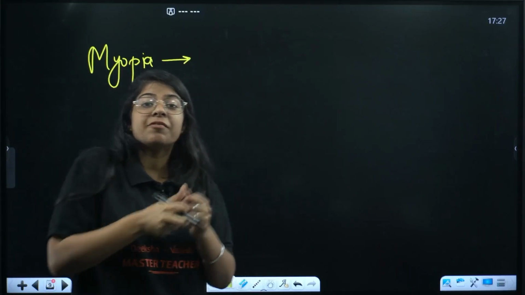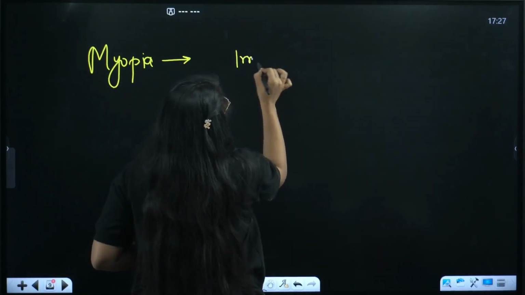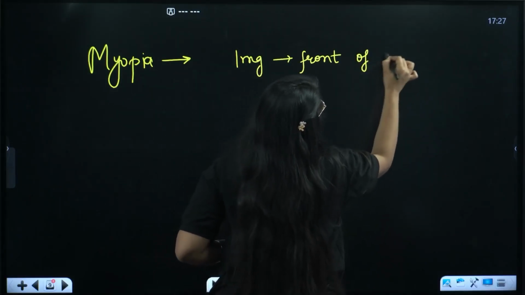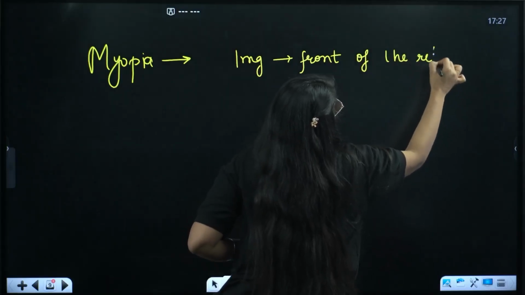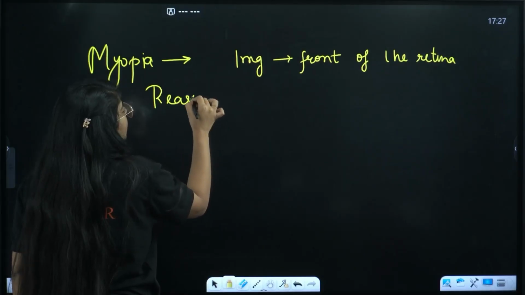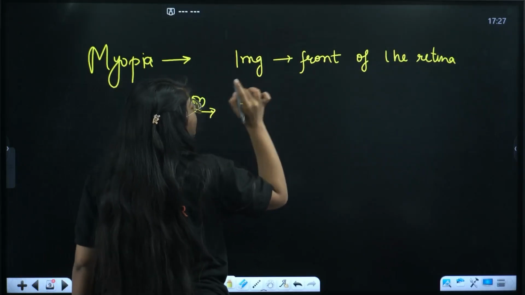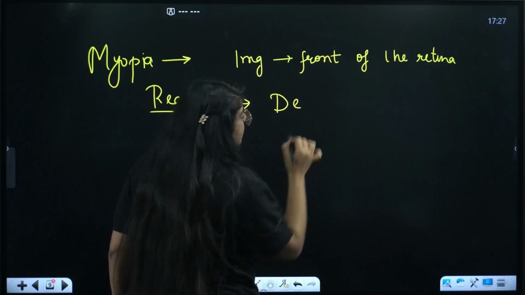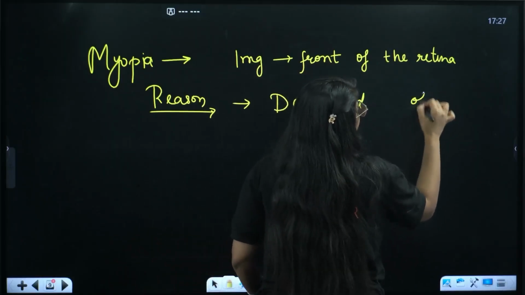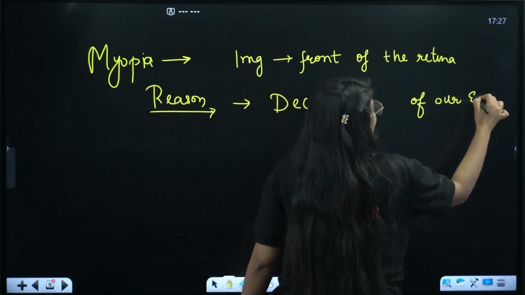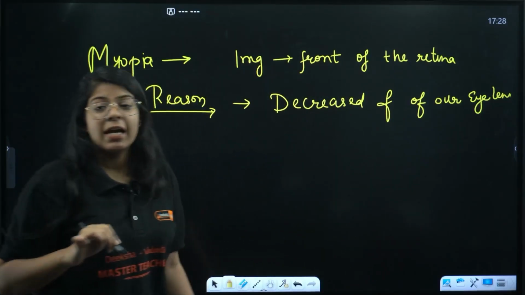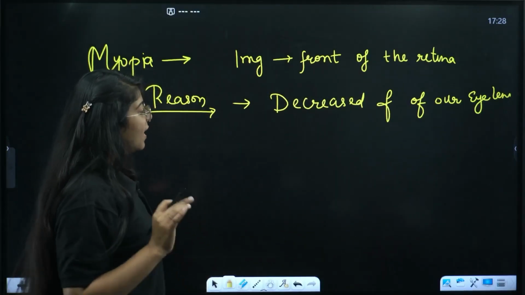To write the causes, what happens in this defect? The image forms in front of the retina. Right? Now, why does the image form in front of the retina? What is the reason for that? So, the reason is: increased or decreased? It will be decreased focal length of our eye lens. Okay, decreased focal length of our eye lens.